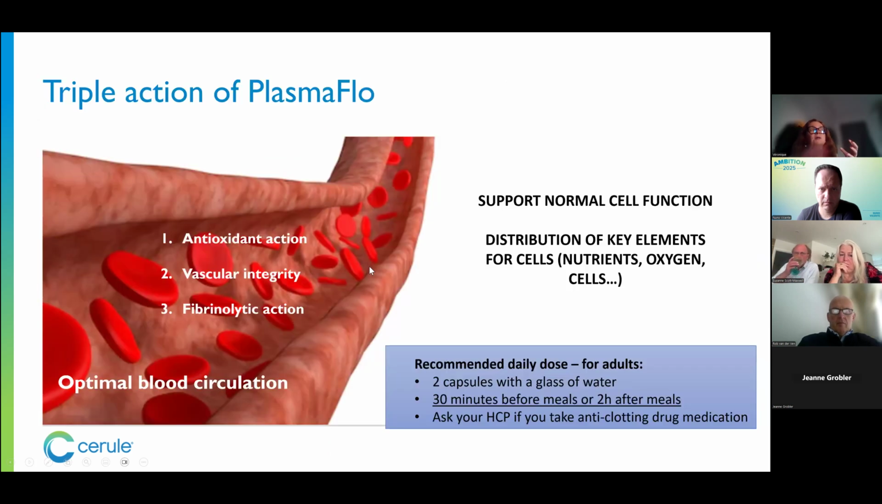What is important is really to have this antioxidant action, this vascular integrity, and also fibrinolytic action to really support blood flow, to have an optimal blood circulation, a provision of stem cells and nutrients to the cell, to really support also normal stem cell function.